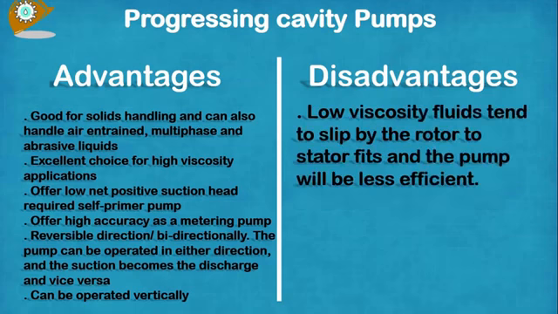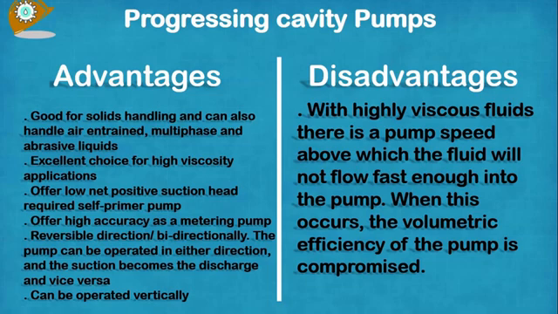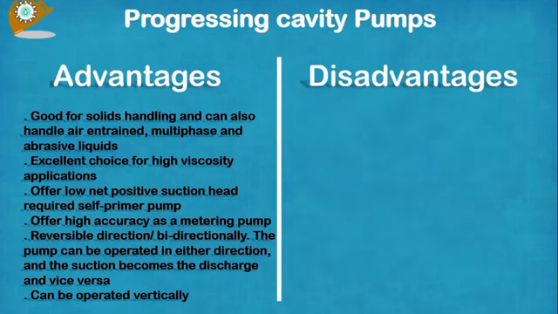Also, low viscosity fluids tend to slip by the rotor to stator fits, and the pump will be less efficient. And with highly viscous fluids, there is a pump speed above which the fluid will not flow fast enough into the pump. When this occurs, the volumetric efficiency of the pump is compromised. The manufacturer of the pump can assist in determining the speed limits for a given fluid and viscosity.